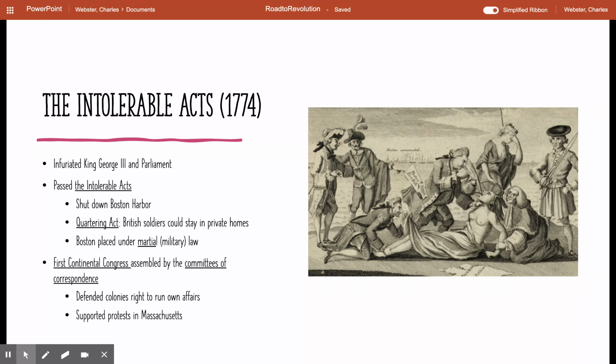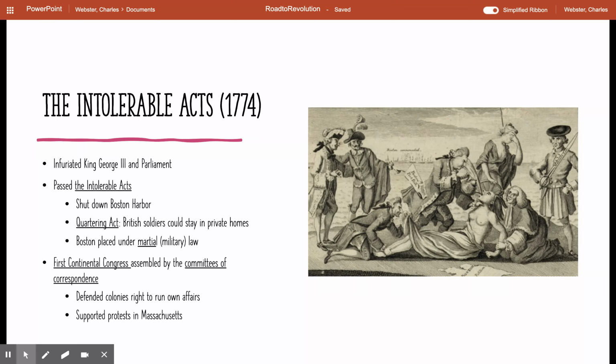And the Intolerable Acts or Coercive Acts also included the Quartering Act, which meant that British soldiers could stay in private homes. You know, they could kick you out of your home, take it over, live in it. And the acts also introduced martial law, which meant that the military ruled the city. So the soldiers, they were in the streets, right? Soldiers make the laws in martial law.